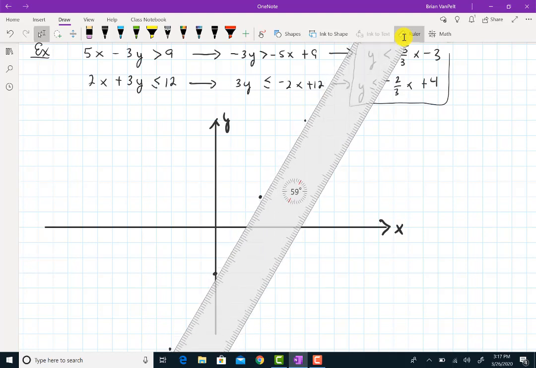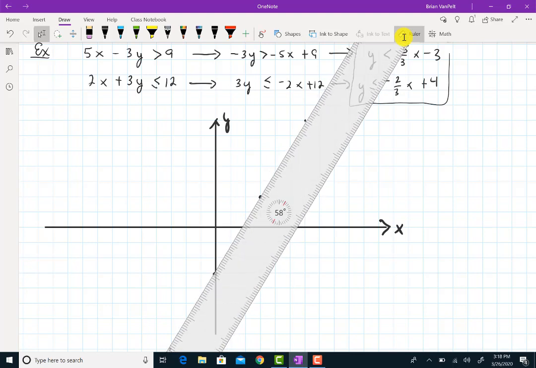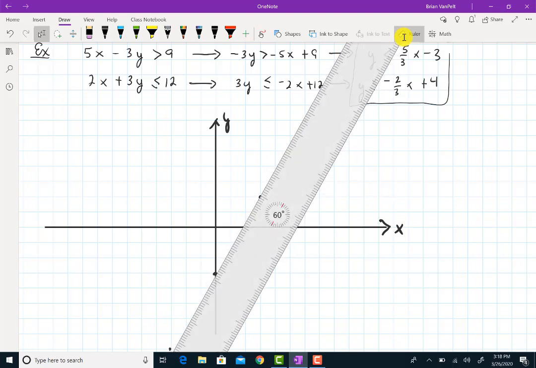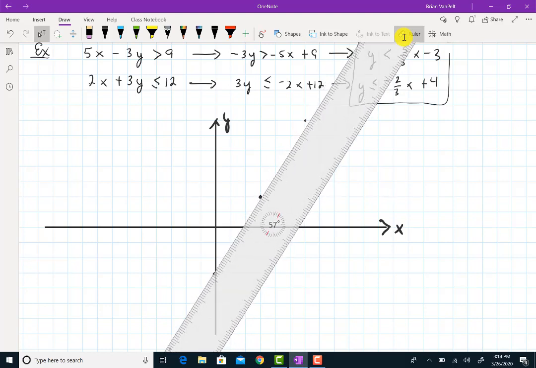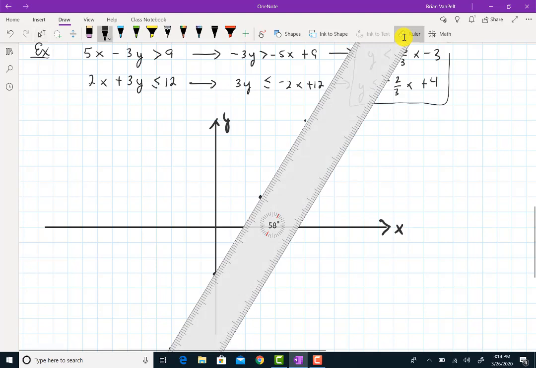Not as perfect as I would like it to be, but this ruler is tougher to work with than a real ruler. Alright, so I've got that one.